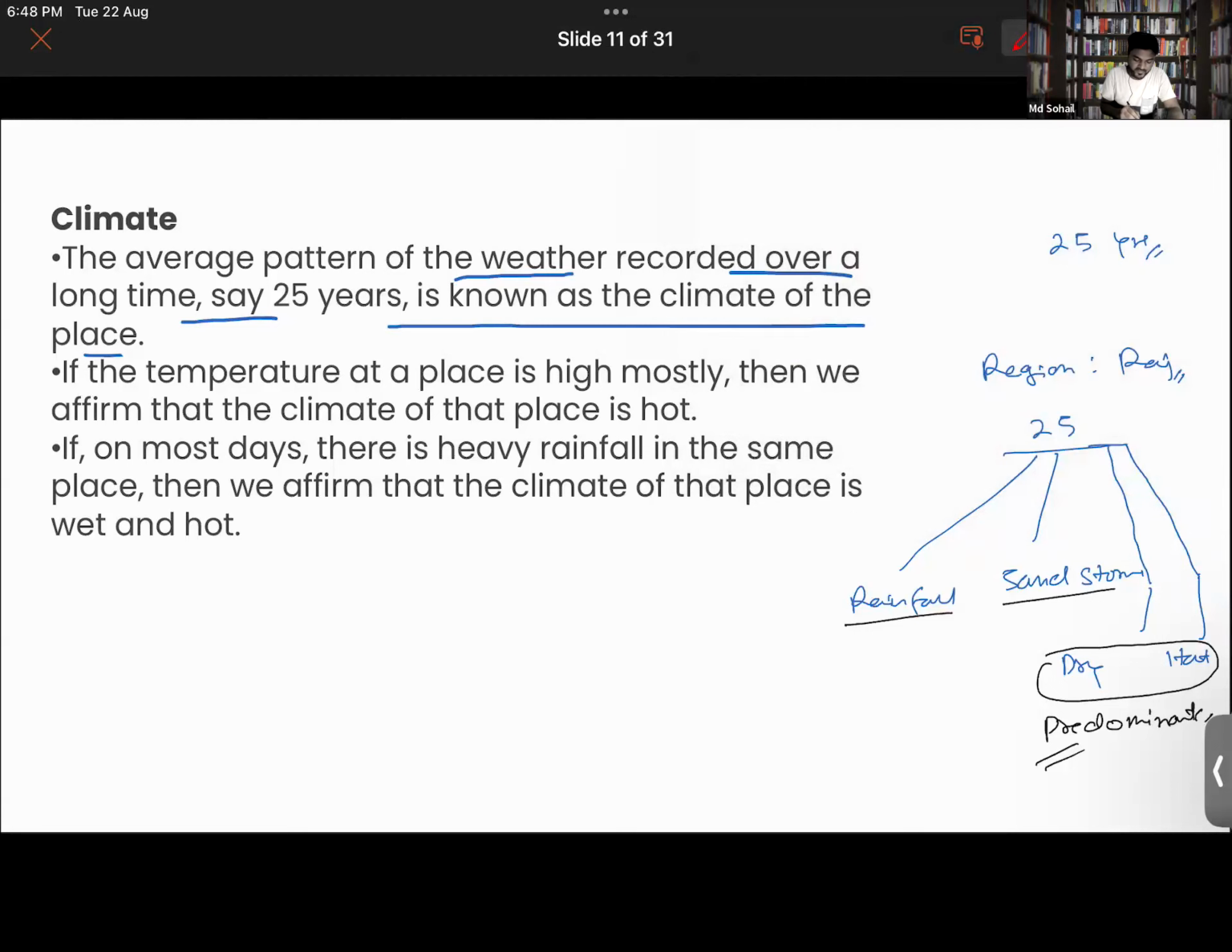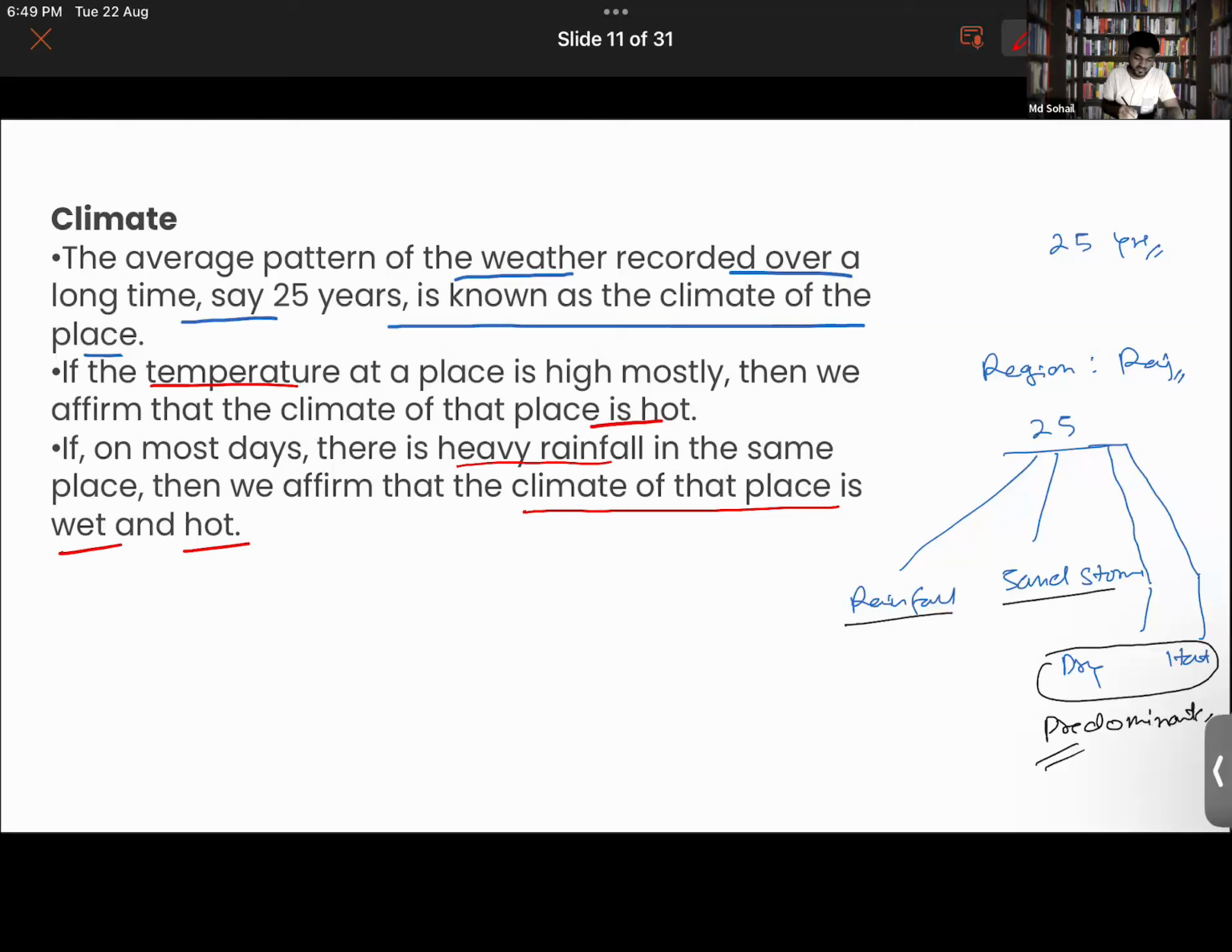So if the temperature is mostly high for most of the time, then the climate is hot. For example, if for most part of the year there is heavy rainfall in the place, we can conclude that the climate of that place is wet and hot as well.